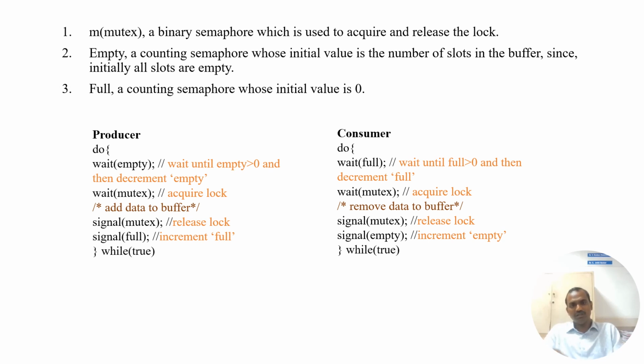Here we are acquiring a lock with wait of mutex. If we acquire the lock, the producer will not interrupt or add data into the buffer until the data has been removed from the buffer. Signal of mutex also releases a lock. Once it is released, the producer can add data into the buffer. And signal of empty, since signal is always used to increment, increments empty here. So this is exactly the producer-consumer problem, also called the bounded buffer problem.